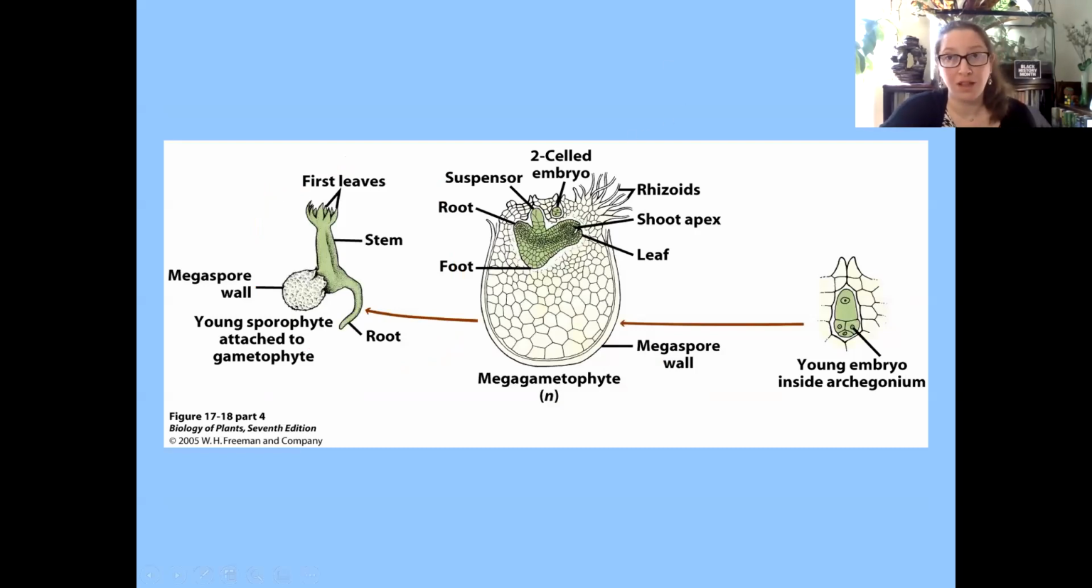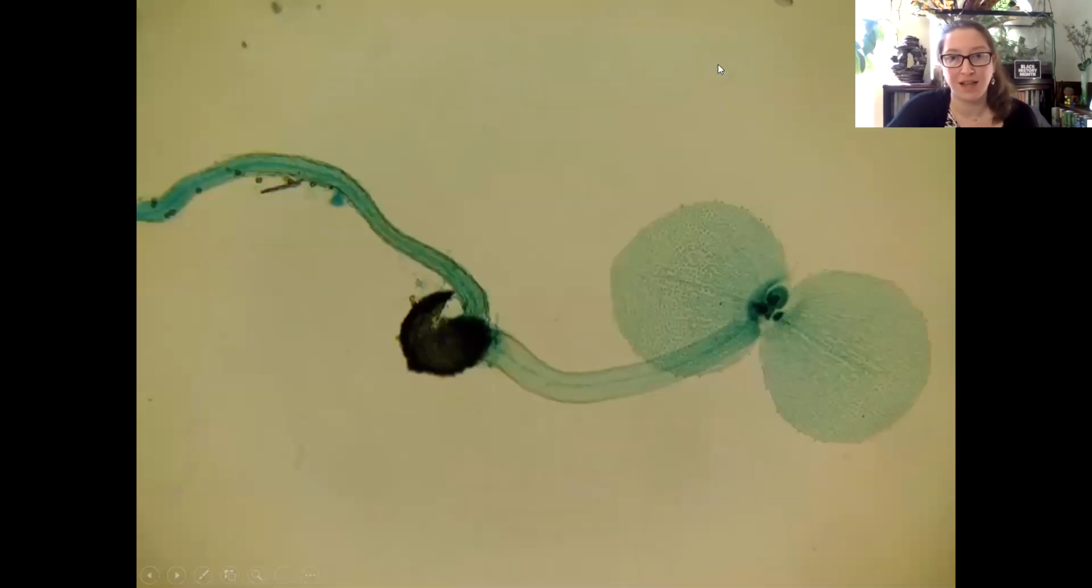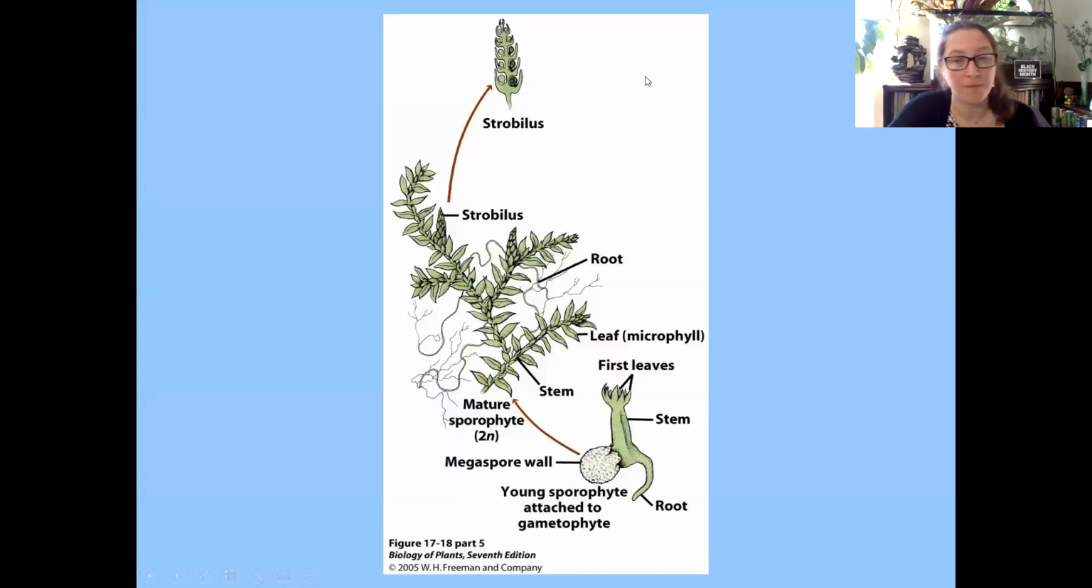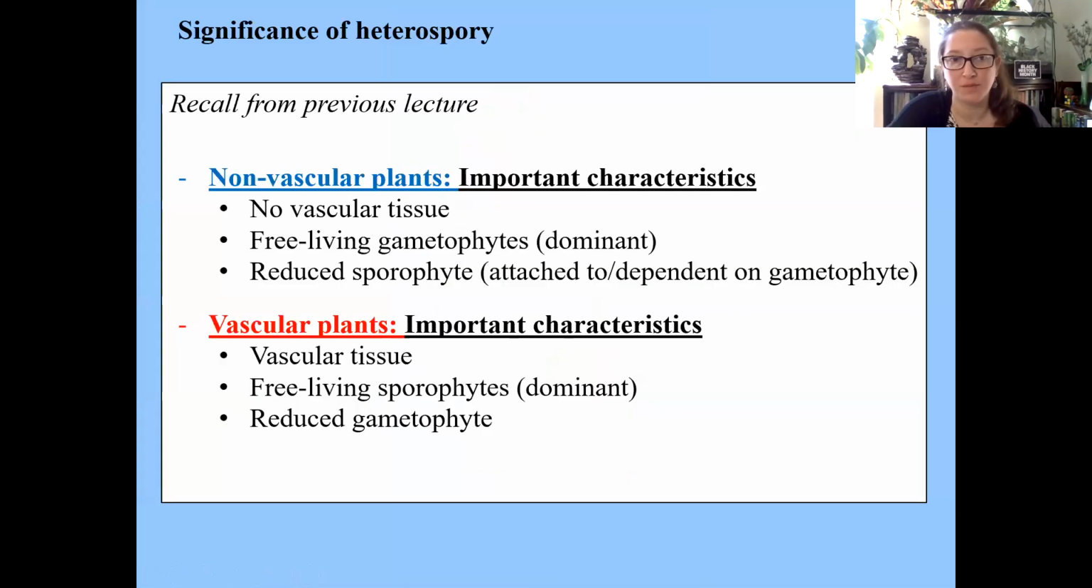Oh, okay, long class today. I know. Here, this is just a picture showing you. Here's that megaspore, and this is the new sporophyte plant emerging. There's the shoot system, there's the root system. It's just a real picture of what we saw on the diagram before. Yep, and now we're back to the beginning of where we started.